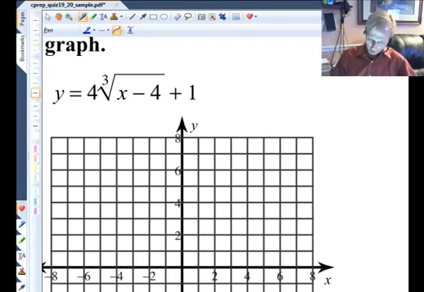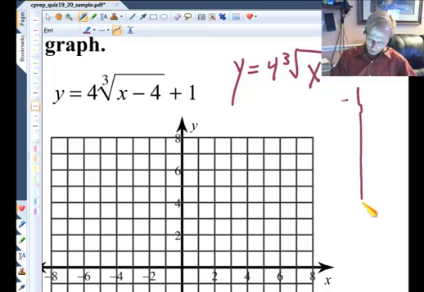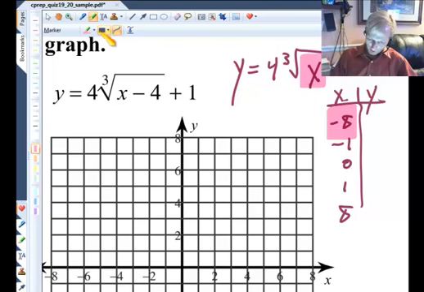Alright, so I'm going to graph the points. So -8, -8, let's see, -1, -4, 0, 0, 1, 4, and 8, 8. Okay, so I'm going to connect those dots with an S shape. Cube root functions are always S shapes. They go through, or at least the parent will always go through the origin. Okay, something like that.